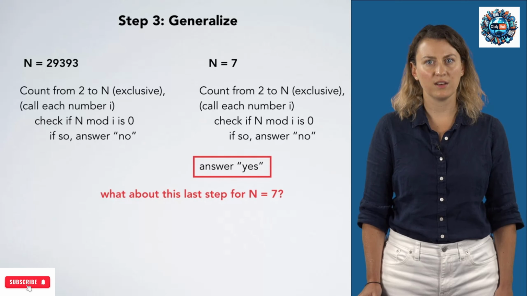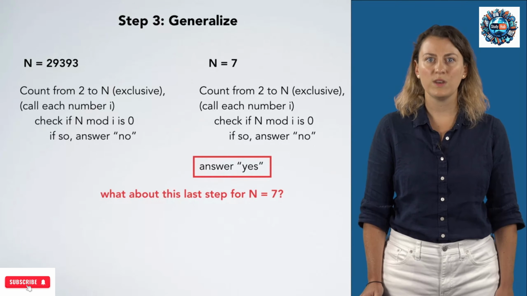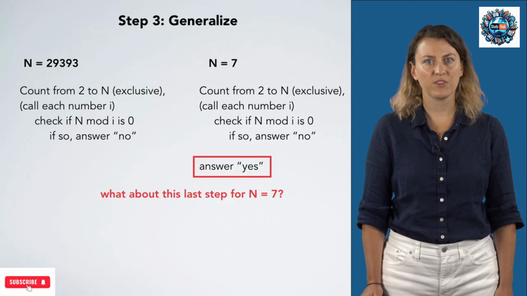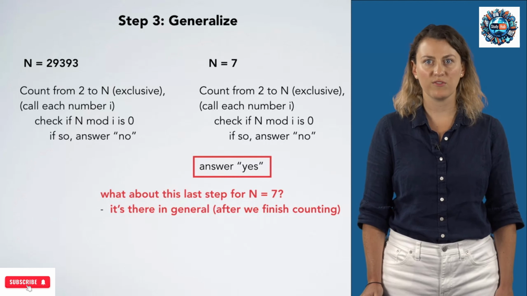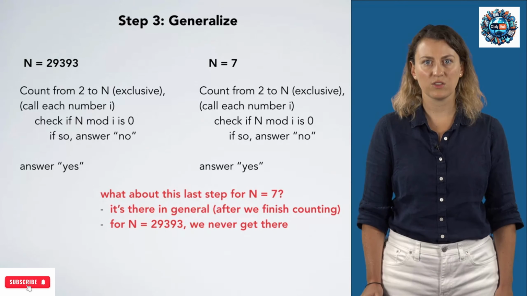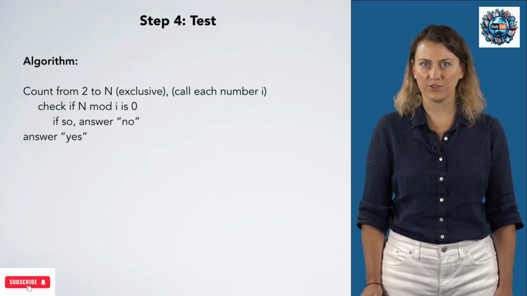So we're almost done, but these have to look the same to be a general algorithm. If they're different in some way, we need to add conditions. So what about this last step? It turns out it's in there in general after we finish counting, and we haven't answered no. So we can add it to the left side. In the case of 29,393, the step was still there, but we never got to it because we stopped counting when we answered no.